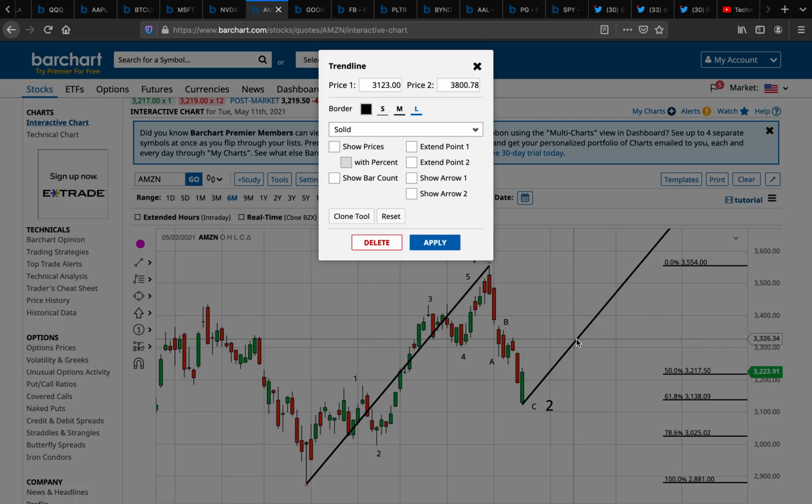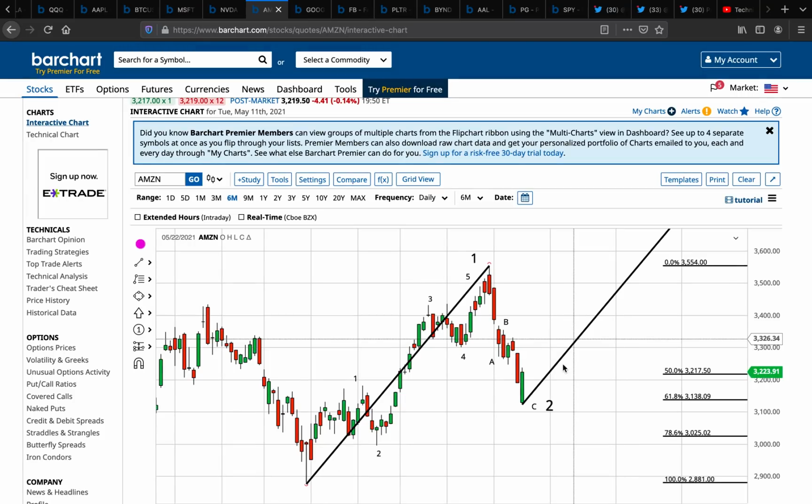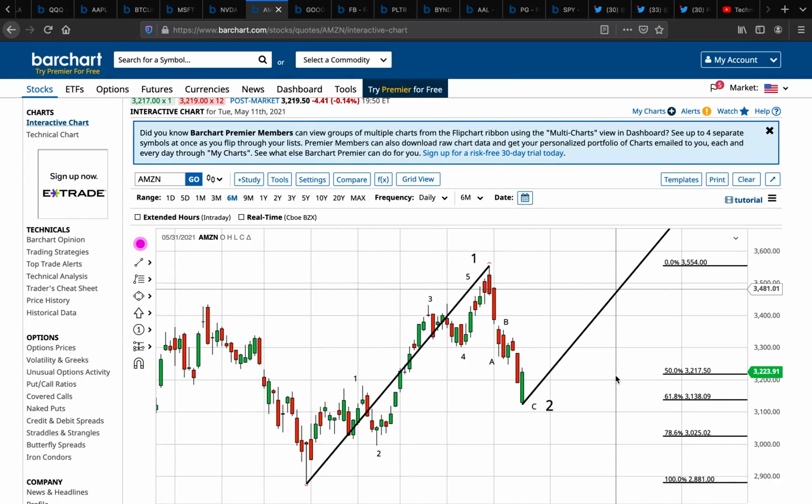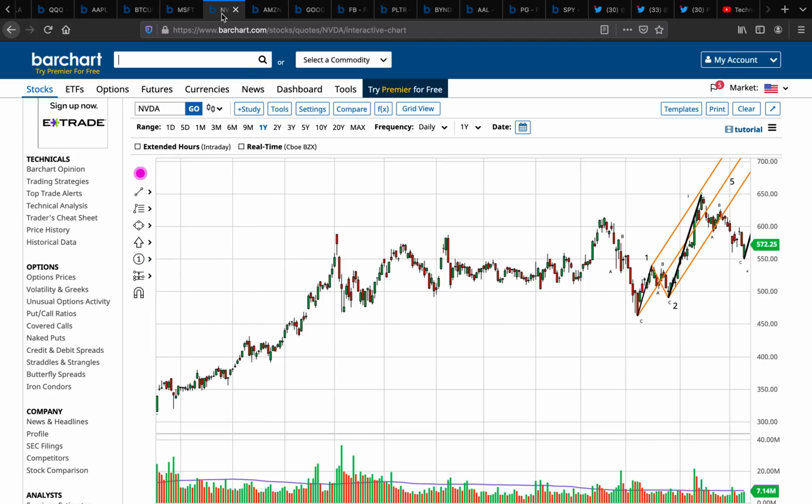Okay, so Google, Facebook, Microsoft, Amazon, all showing pretty clear counts where they've got more upside. Okay, but it's pretty important to realize that this is a conservative target for Amazon of 3,800. Okay, let's see the 78.6% retracement of 3,025 hold. Now, let's look at Nvidia.